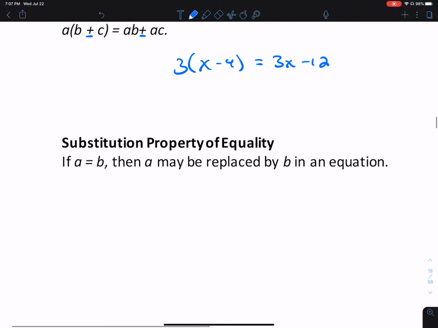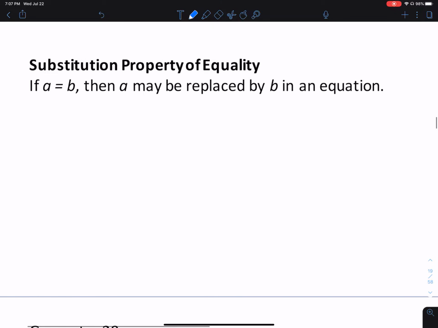Everyone always does. Substitution property of equality is always the most complicated. It seems like it wouldn't be, but it is. If a equals b, then a may be replaced by b in an equation. So if you have an equation, 3 plus 7 equals x, and then you say, well, 3 plus 7 is 10. That's obvious. So 10 is x. That's a substitution property. You substituted 3 plus 7 with 10.